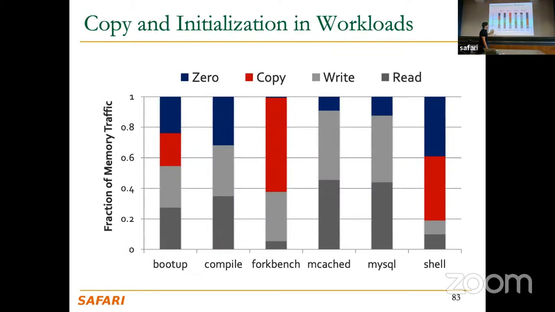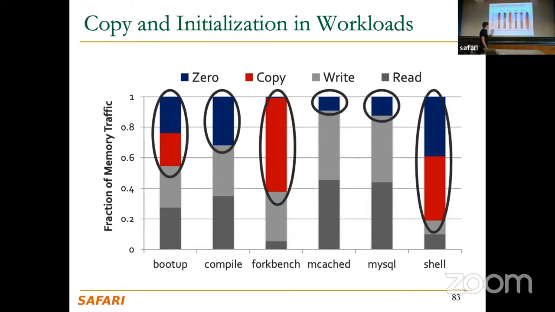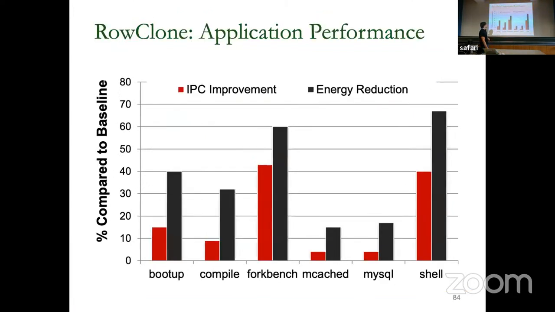And here you see also some results. You can take a much closer look. You can also read the paper, of course. It's a very good one. But yeah, this is for more realistic workloads: boot up, compile, fork, memcached, etc. And we see that there is a large fraction of these workloads spending cycles on copy or on zeroing data. And that's essentially what we can save in terms of IPC improvement, instructions per cycle, which is the red bar, or the black bar is the energy reduction. So pretty good results for these real use cases as well.